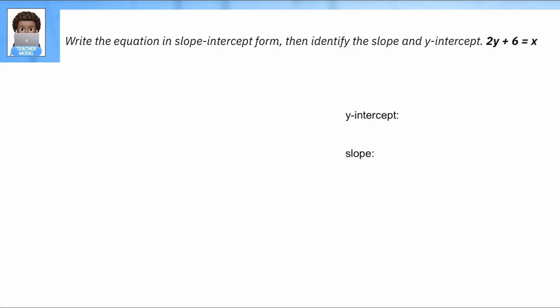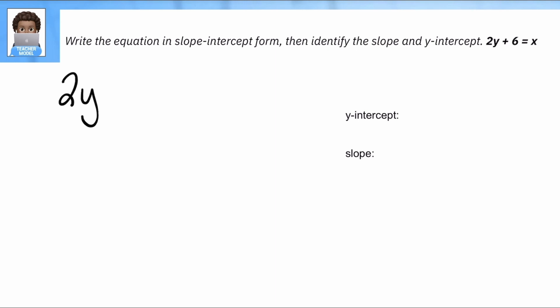So what happens if our equation is not written in y-intercept form? It was so easy, right? When we could just see it, we could see the m and we could see the b. Well, if you get an equation just like this one, 2y plus 6 equals x, all we're going to do is isolate, solve it for y. That is it. So watch what I'm going to do.